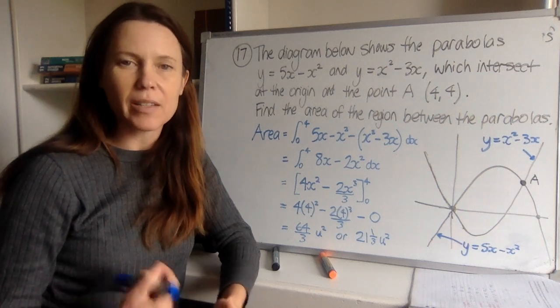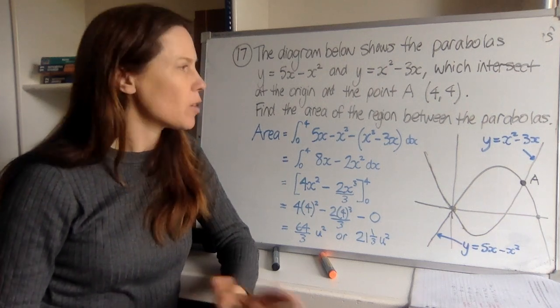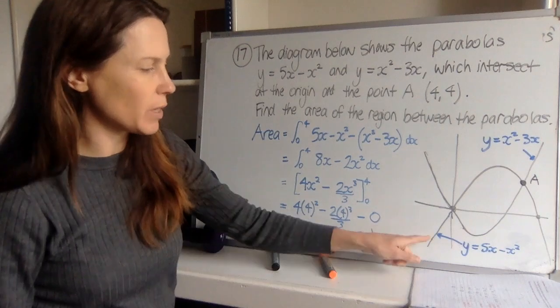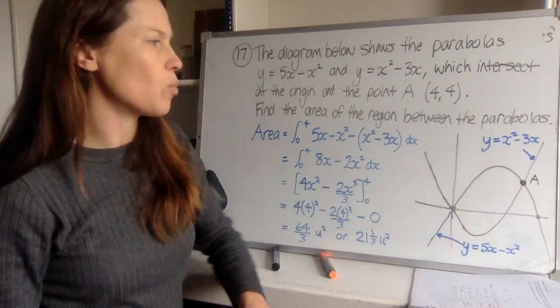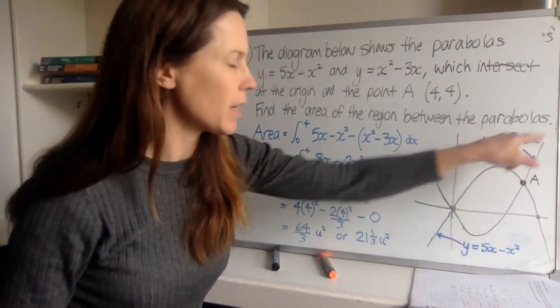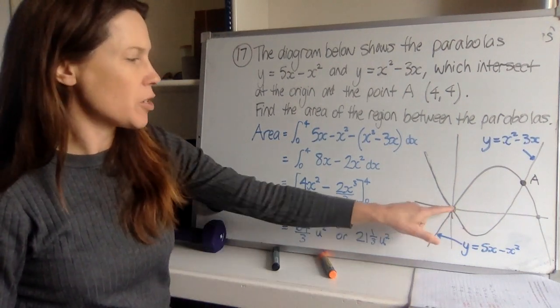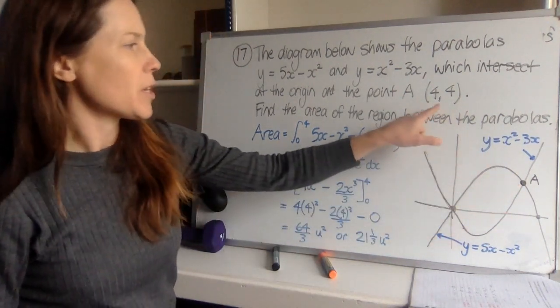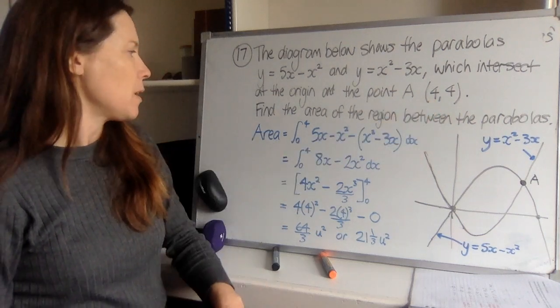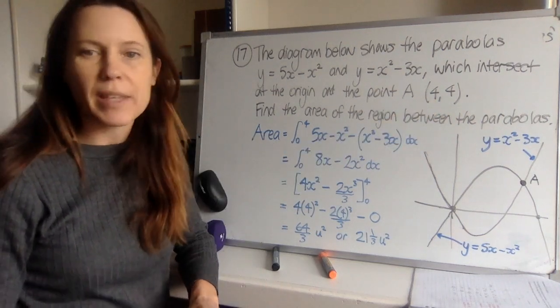Question 17. The diagram below shows the parabolas y equals 5x minus x squared, that's the upside down one, and y equals x squared minus 3x, that's the upright one. And they intersect at the origin and at point A, which has coordinates 4, 4. So find the area of the region between the parabolas.